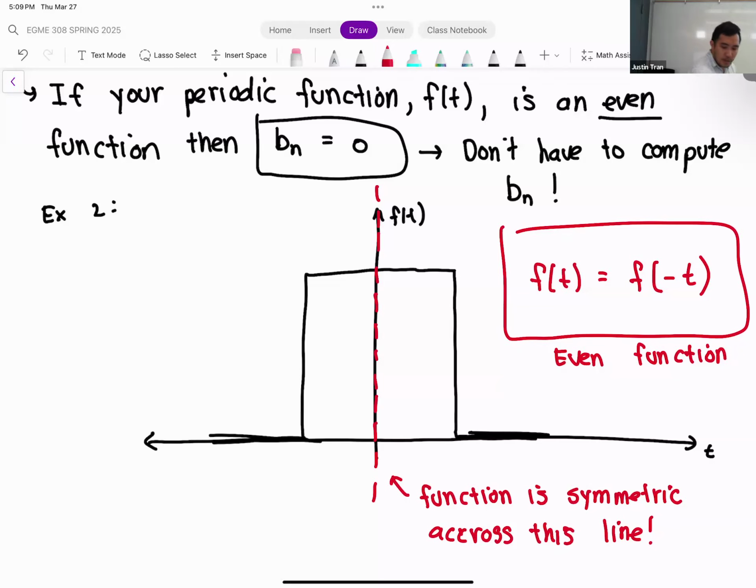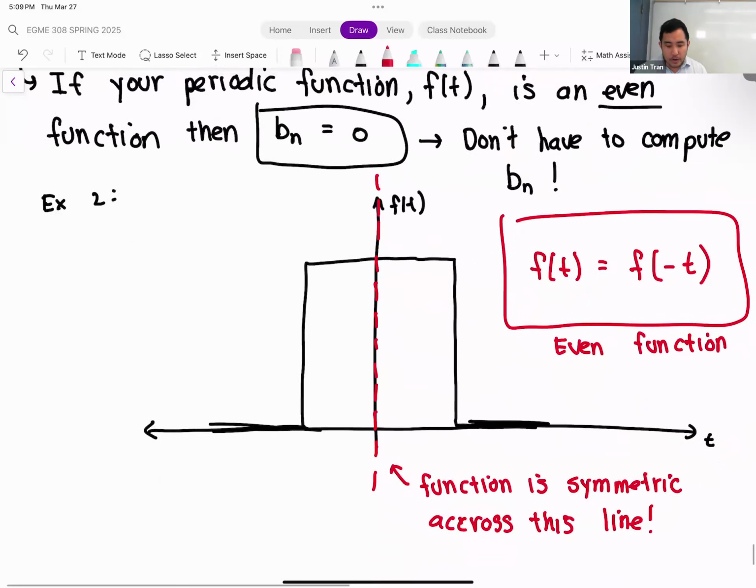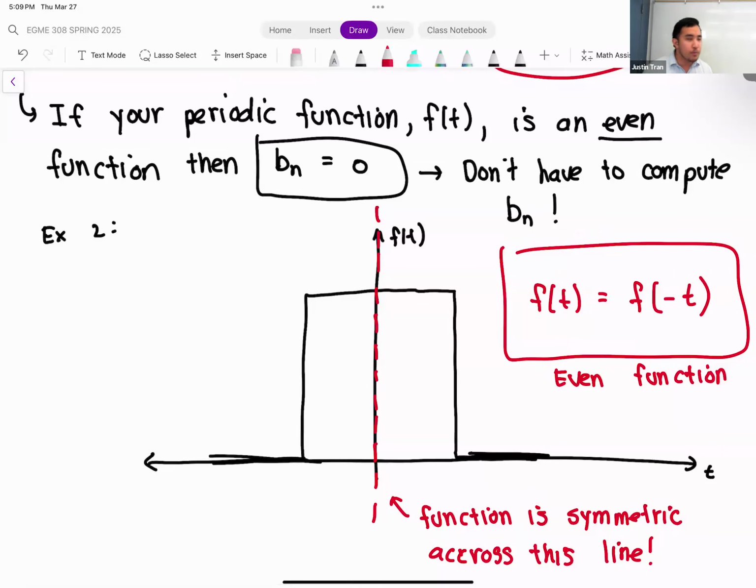Okay. So when we did example 2, we could have just said, okay, this is an even function. Let's just not compute the bn's. All right. Any questions on this?